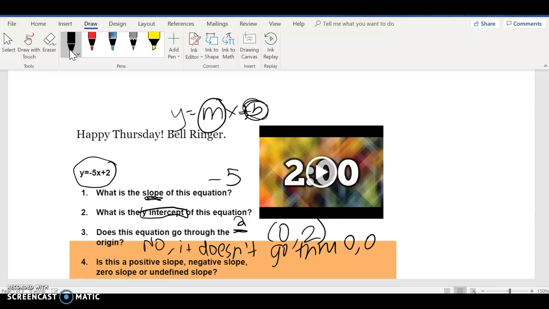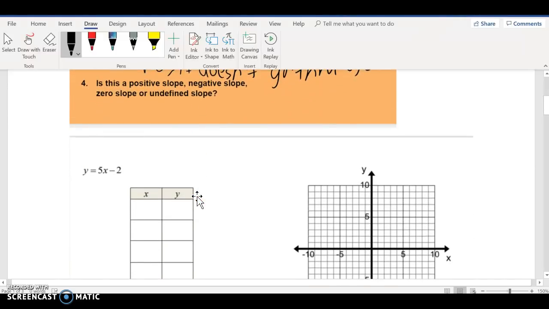Okay, is this a positive slope, a negative slope, a zero slope, or an undefined slope? Well, remember, we know that it does have the slope or the rate of change of 5, and there's that negative sign there. So does that mean it's positive or negative? Well, it should be negative.